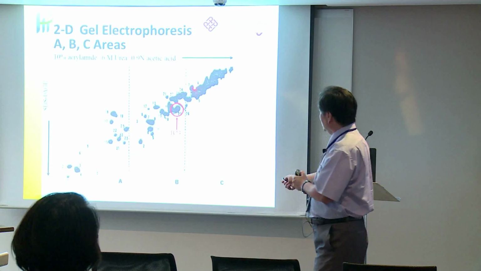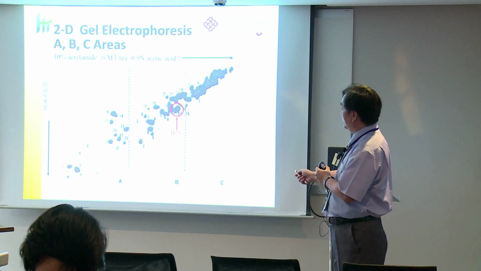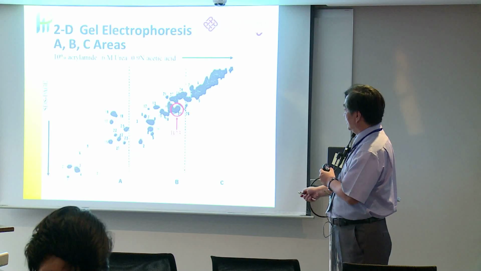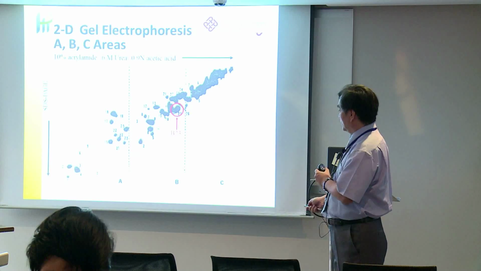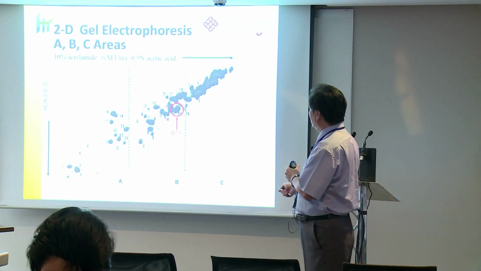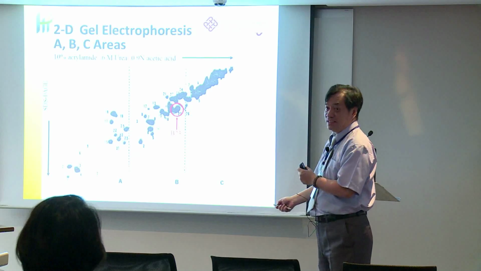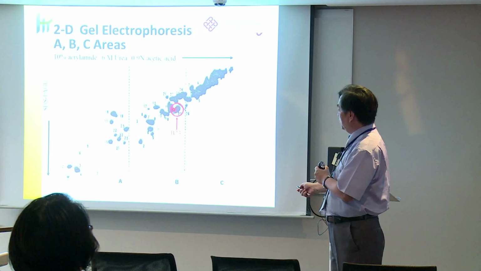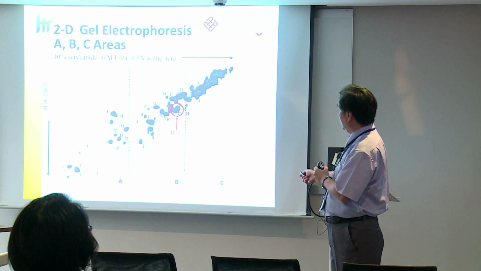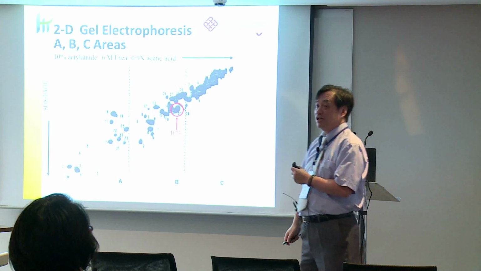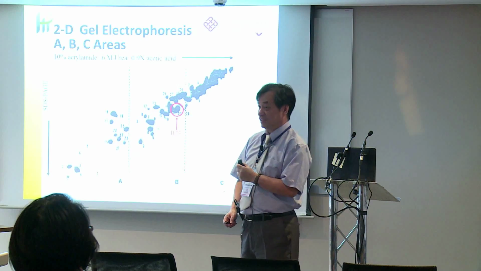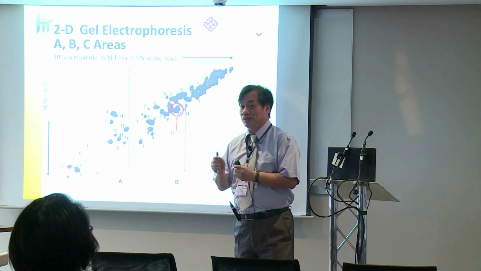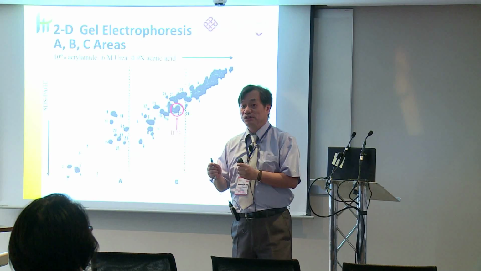They used 2D gel electrophoresis to isolate the nucleolus proteins. They named the proteins by dividing the gel into three areas, A, B, C, and numbering them 1, 2, 3, 4, 5. This is the B area, protein B23, and also the C area, C23, are two major proteins they were interested in. The reasons are these two proteins are phosphoproteins and also abundant in cancer as compared to normal.